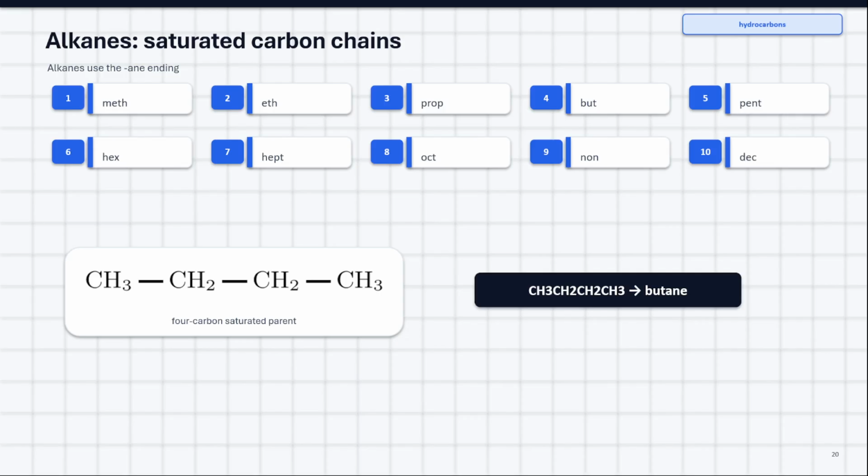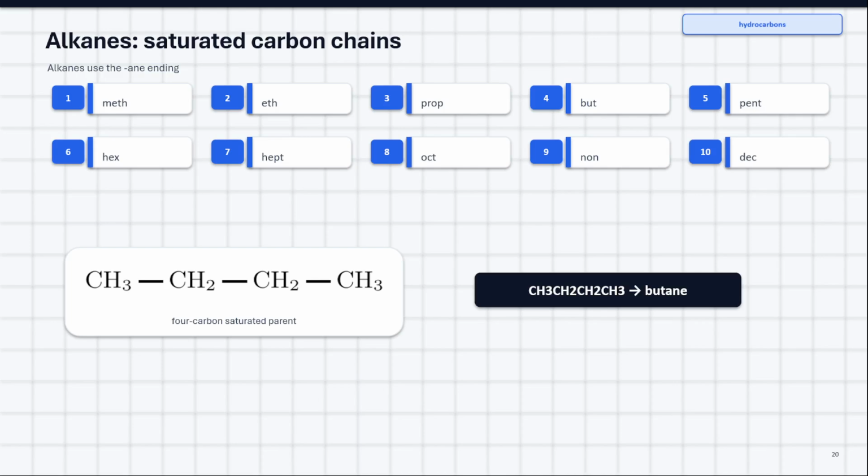Alkanes are saturated carbon chains. Saturated means the carbons are connected by single bonds only, with no double or triple bonds. Alkanes use the ending ane. The root tells you the number of carbons: meth for 1, eth for 2, prop for 3, but for 4, pent for 5, hex for 6, and so on.